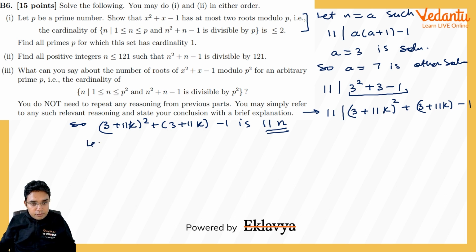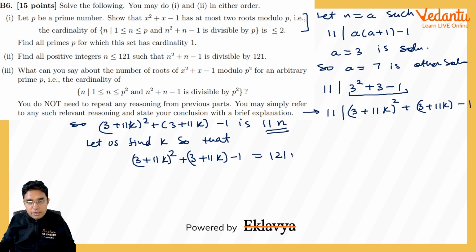So let us find the value of k so that this 3 plus 11k square plus 3 plus 11k minus 1 is equal to 121L. Let me put L. Okay, so here already this 121k square term is a multiple of 121. So the remaining thing will be 11 into 3, 33 into 2, 66 plus 11, 77k plus 9, I think 11 will be remaining, is equal to 121L.